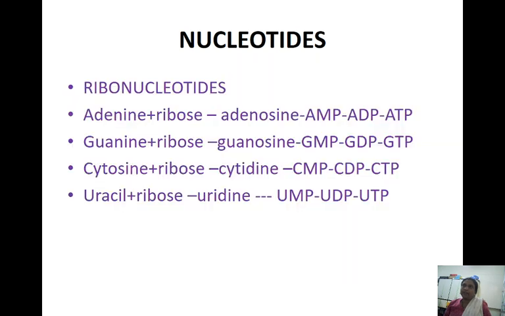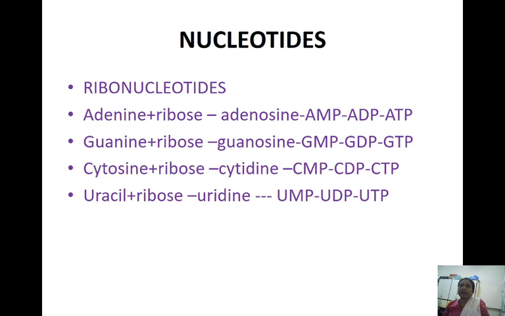Now these are examples of ribonucleotides. Adenosine, on phosphorylation at the 5' hydroxyl group, where the OH group is esterified with phosphoric acid, first forms AMP, which on further phosphorylation forms ADP, adenosine diphosphate, and on further phosphorylation forms ATP. One high energy bond is there in ADP and two high energy bonds are there in ATP.